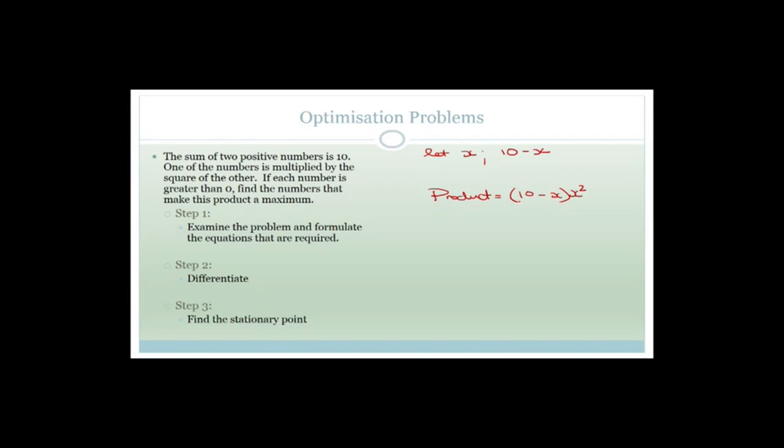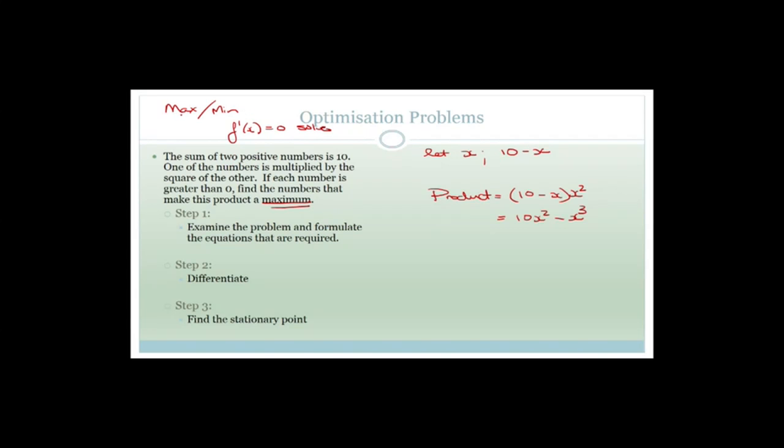So let's see, examine the problem, done, formulate the equations. We're gonna now multiply this out, okay? Because we don't know how to differentiate when we've got brackets. So if we multiply it out, we get 10x squared minus x cubed, okay? Then we want a maximum. Now guys, if you ever see the words max and min, the first thing you do is find the derivative, let it equal naught and solve.